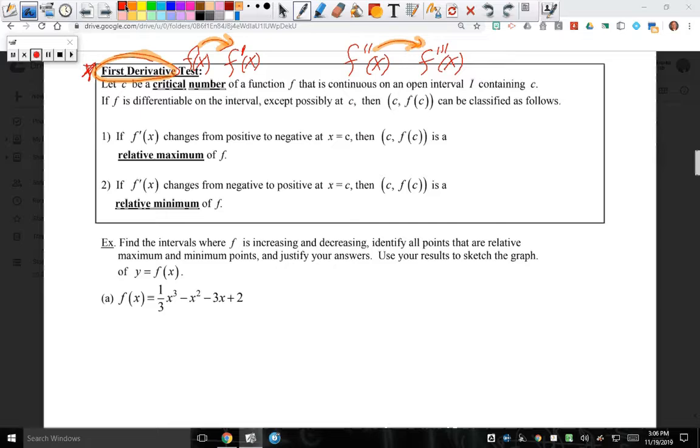So c is the critical number. We need critical numbers first because we don't want to look at all the points. We only want to look at the ones that are important. And how are they important? They're important when the derivative at a certain x value is what? 0. Or if the derivative at a certain x value is what? Undefined. Remind me again, because some people with homework are struggling with this right now. When is a derivative undefined?